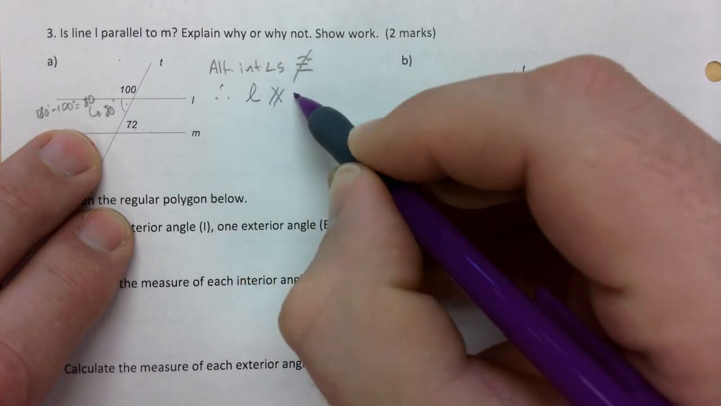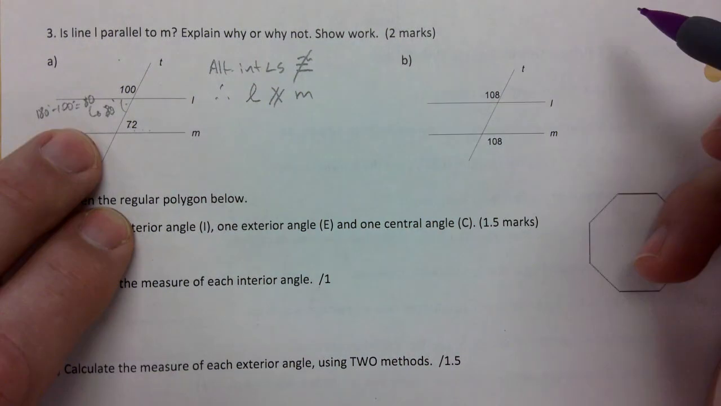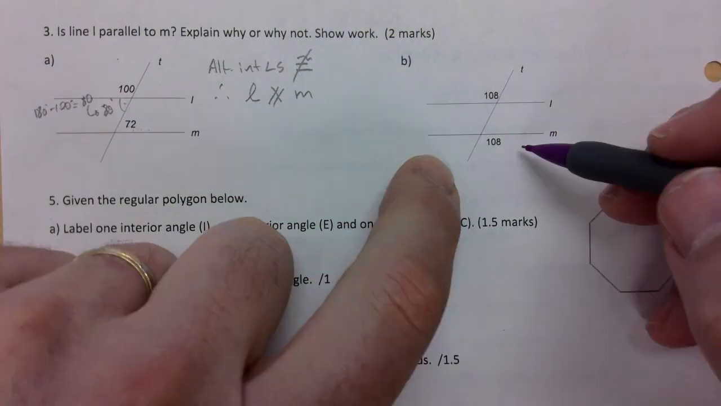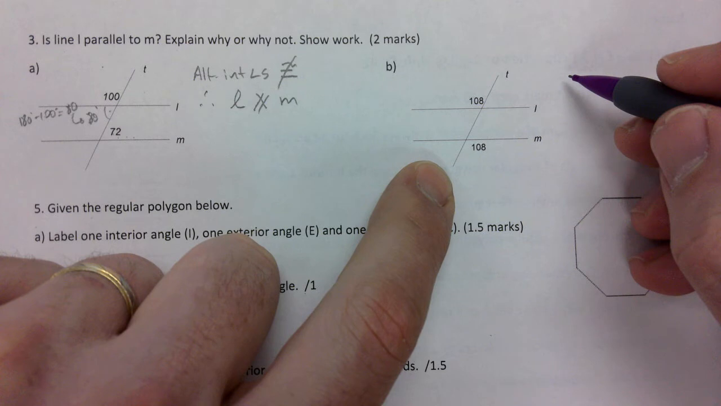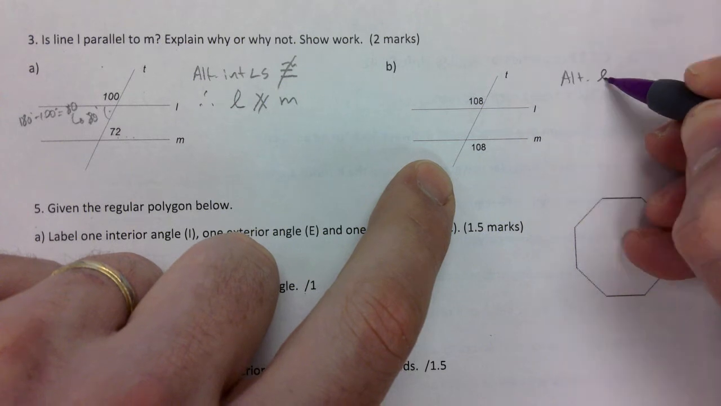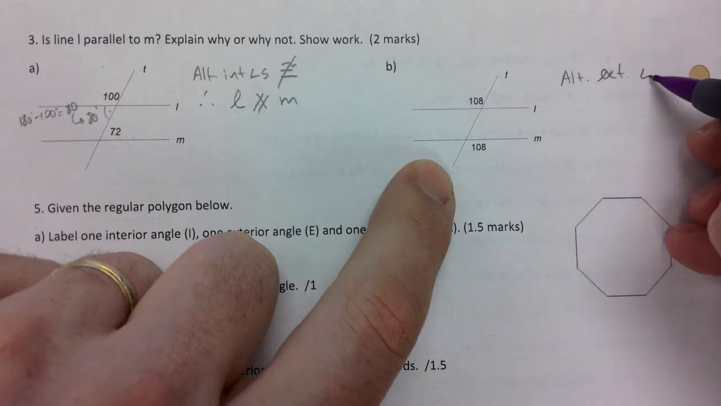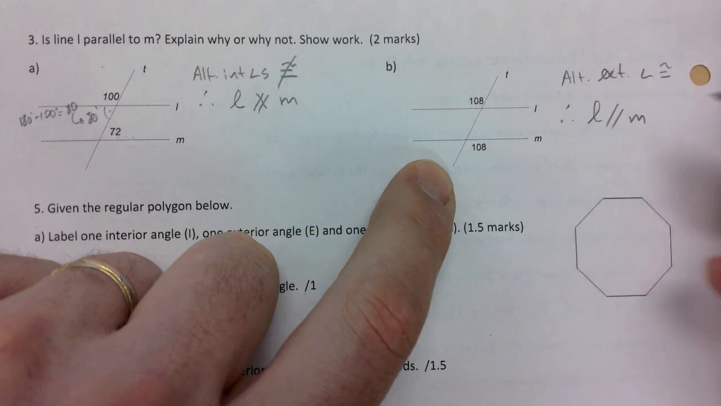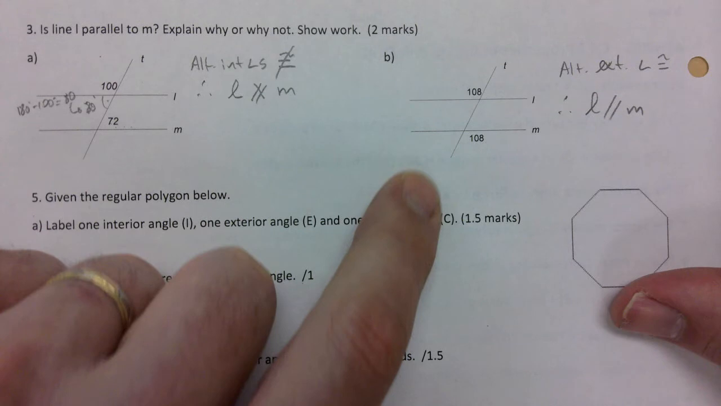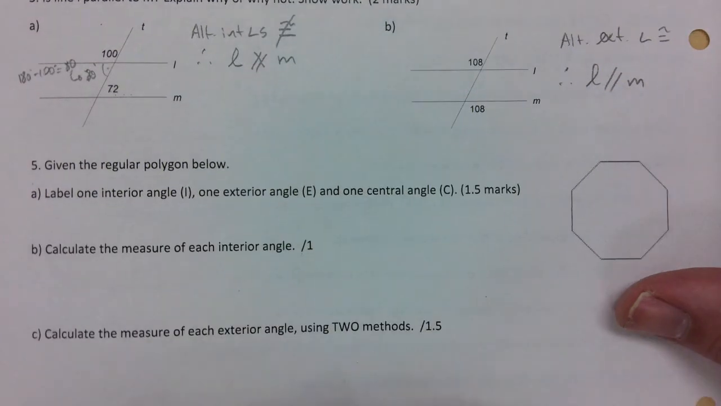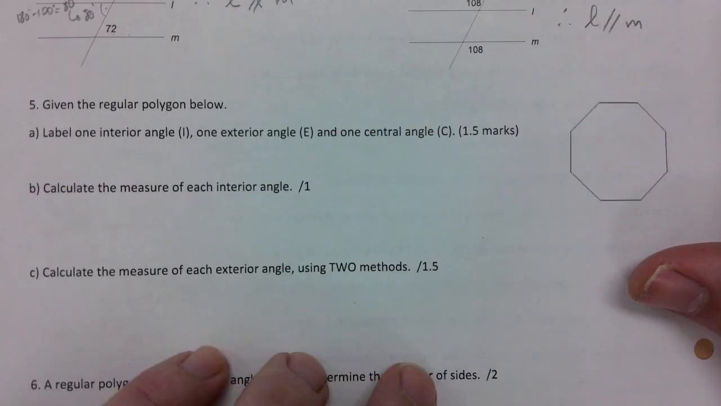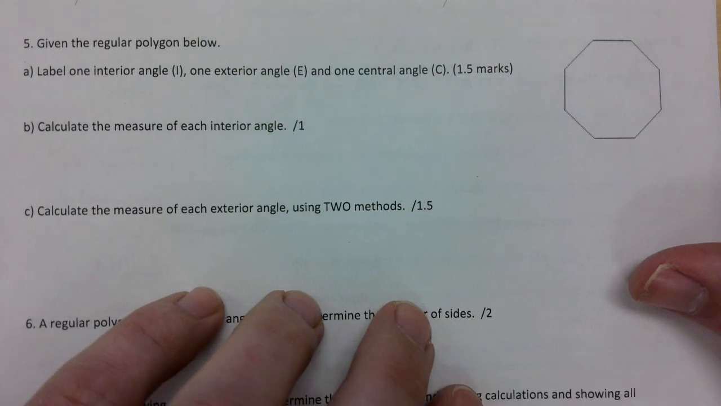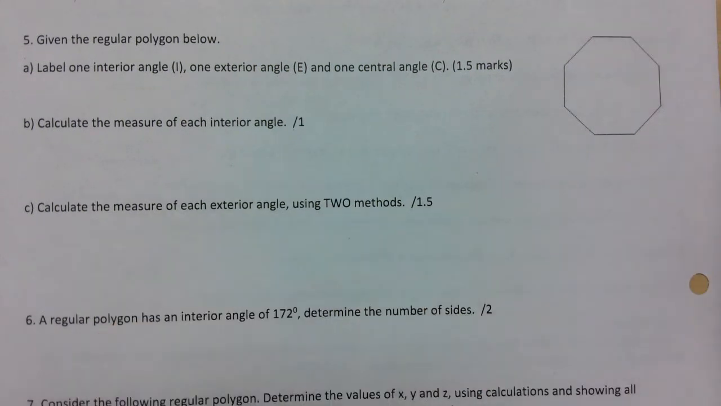That's it. And over here, alternate exterior angles are congruent, therefore L is parallel to M. That's it. One mark each. You name them and you make an observation. Yes, they're congruent, therefore parallel. They're not congruent, not parallel, right?